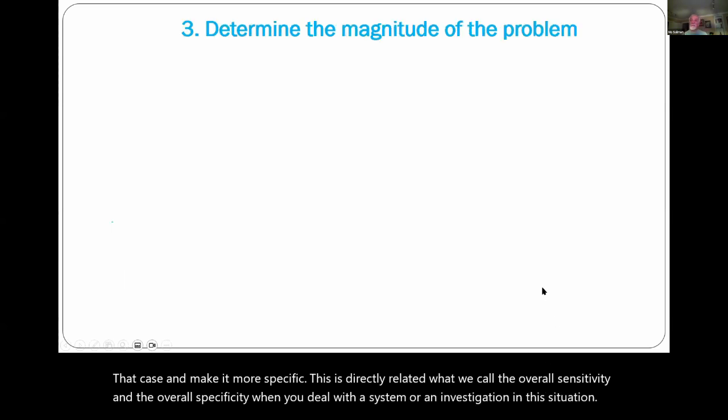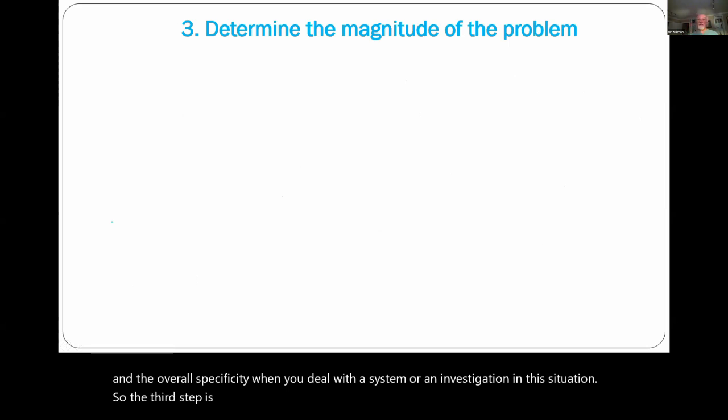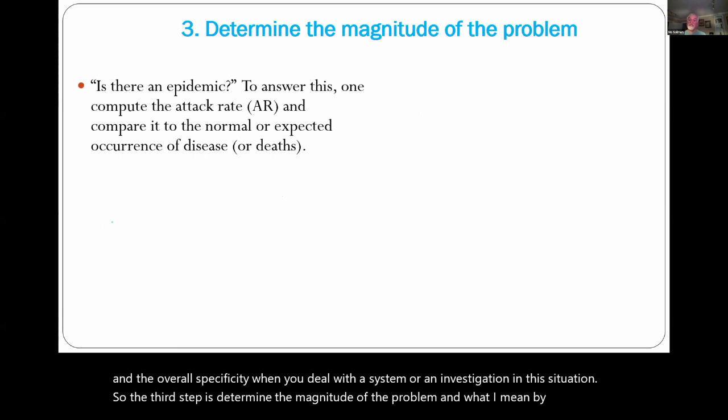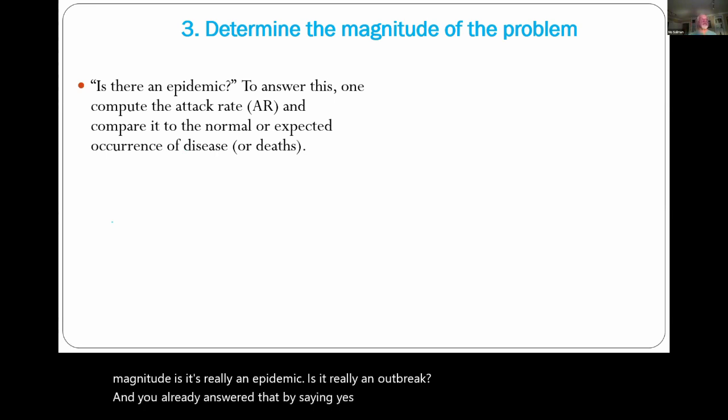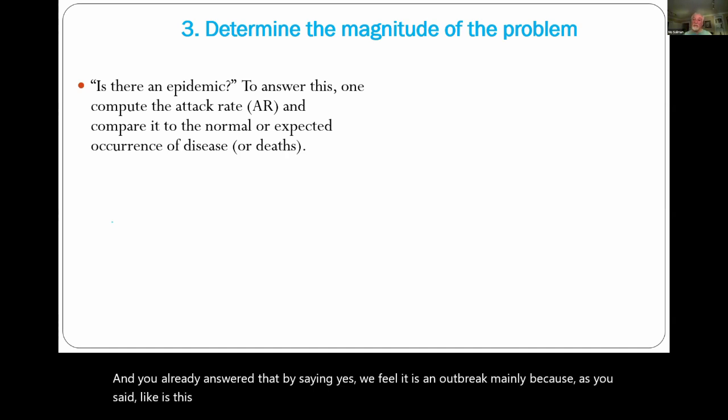So the third step is to determine the magnitude of the problem. And what I mean by the magnitude is, is it really an epidemic? Is it really an outbreak? And you already answered that by saying, yes, we feel it is an outbreak, mainly because, as you said, this is unusual, okay? And you find it is above what we are expecting in terms of the frequency of this type of outbreak.